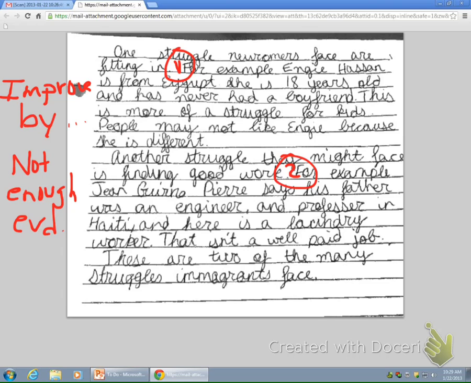Maybe clarify a little bit. What do you mean by clarify? Like explain or extend a little more onto it. But what do you want her to explain? Like how the struggles affect and maybe another example to add on to it. Well, it says another struggle they might face is finding good work. For example, Jean-Pierre says his father was an engineer and professor in Haiti, and here he is a laundry worker. So right here, you kind of have to explain that when he came here, it was hard to find jobs because there weren't a lot of high-paying jobs for immigrants or even for people in general. So she might be missing explanations. Okay, so the first one is not enough evidence, and I would really say these are two of the biggest issues with this. Now we're going to look at one that's pretty decent, and we're going to compare it.